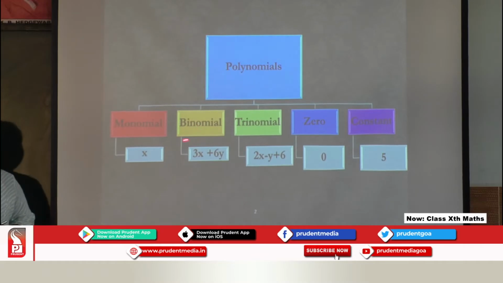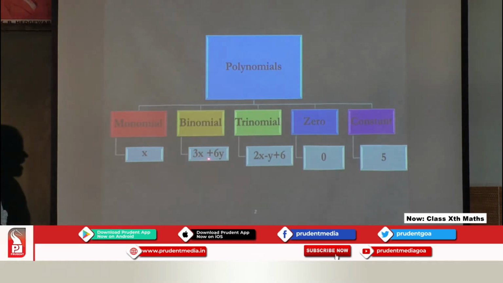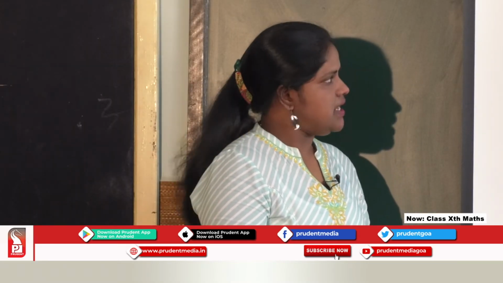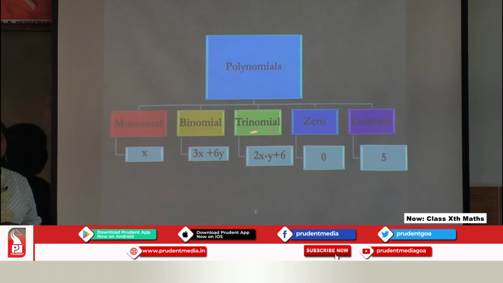Second is binomial. Bi means two terms. For example, I have given here 3x plus 6y. This contains two terms, that's why it is called a binomial. Third one is trinomial. The word tri itself suggests that it contains three terms. So it has three terms here, for example 2x minus y plus 6.